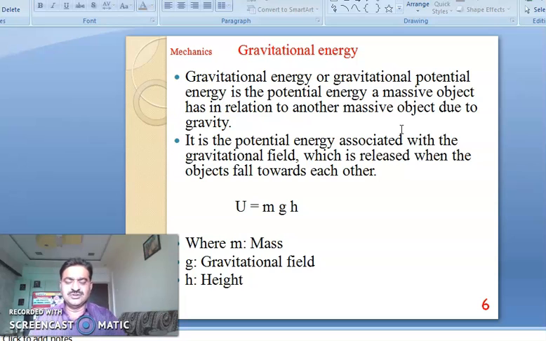This potential energy is denoted by the letter U, and its mathematical expression is U = mgh, where m is the mass of the body, g stands for the gravitational field, and h stands for the height of the body.